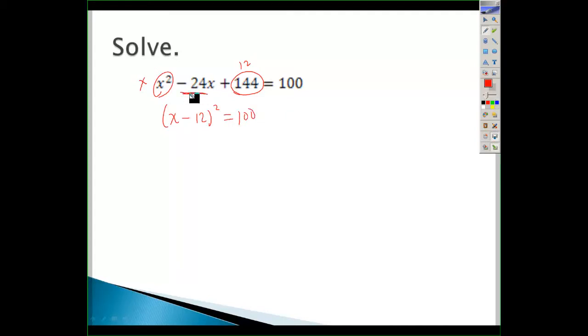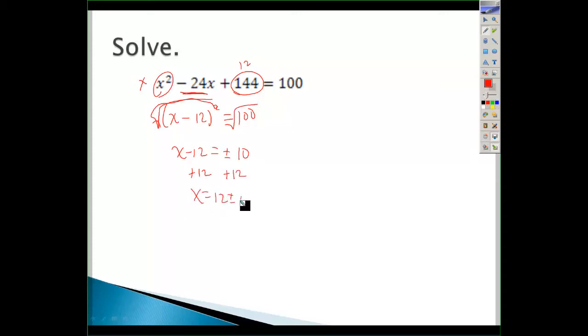Okay, and you can do it the long way if you want, but I know this is negative 12 plus negative 12, which is going to be negative 24. Now I can square root both sides. That cancels out. I have x minus 12 equals plus or minus 10. From there, I add 12 to both sides.